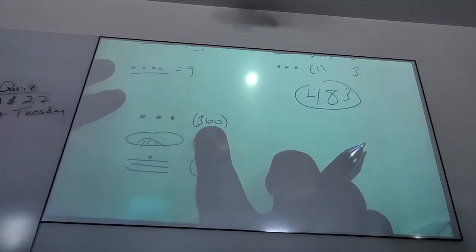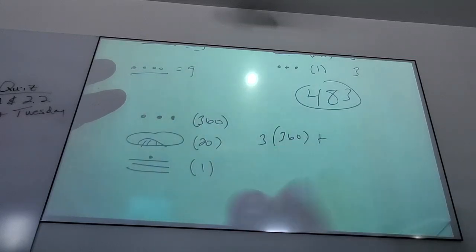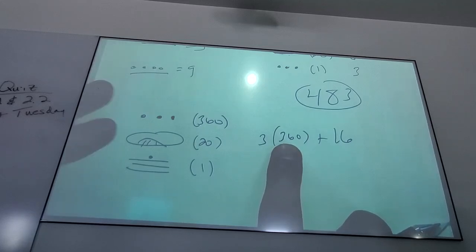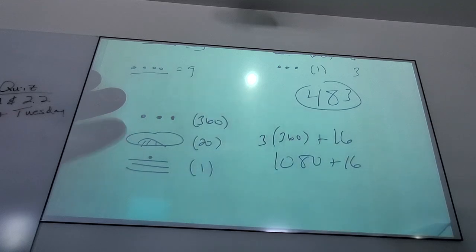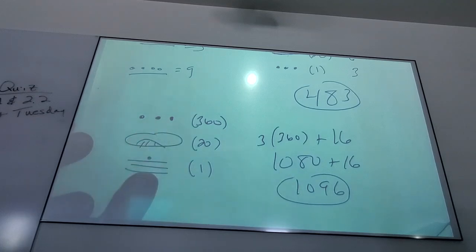How many 360s do I have? 3 360s. How many 20s do I have? None. And how many 1s do I have? 16. So 3 times 360 is 1,080 plus 16. 1,096. Cool. So this numeral in Mayan represents the same thing that this numeral represents in Hindu Arabic. 1,096 things.